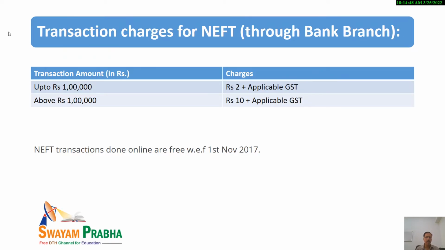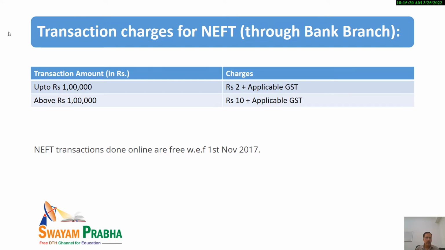It may be made through a bank branch, through internet banking, or even through mobile banking. Now, what are the transaction charges for NEFT? Please note that I have just told you that NEFT can be made through digital, that is online modes. So if we do the NEFT through online modes, it will be free. Nothing will be charged from the person transferring the money.